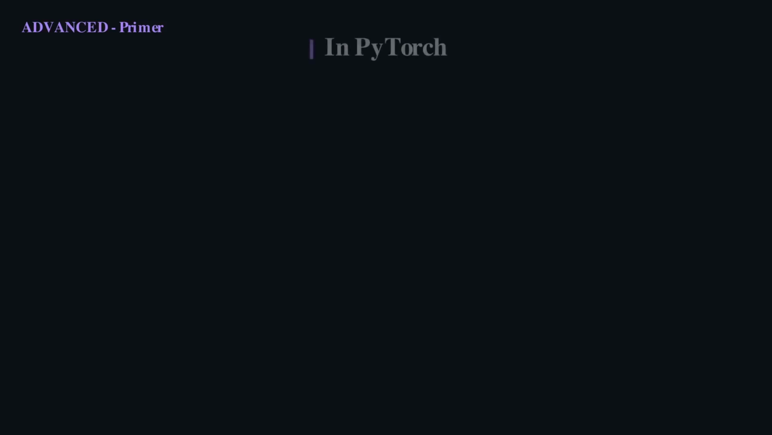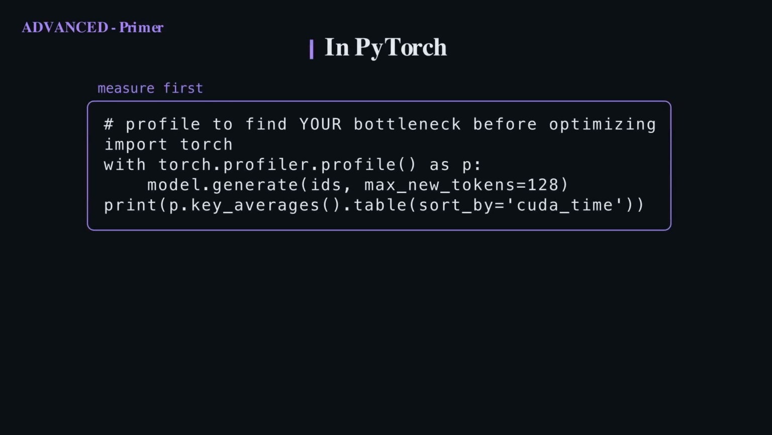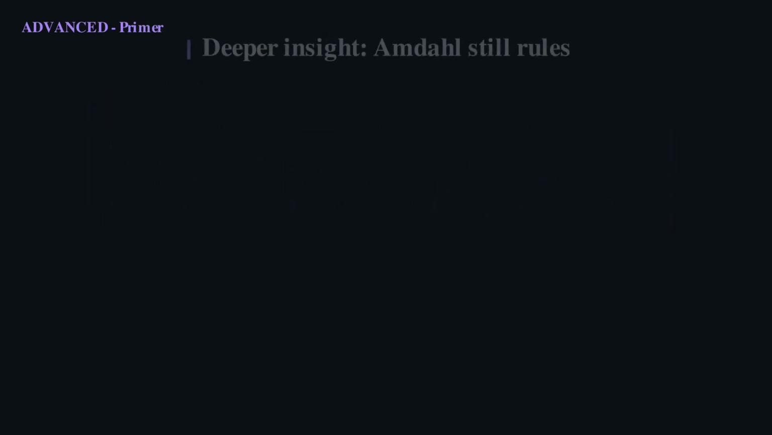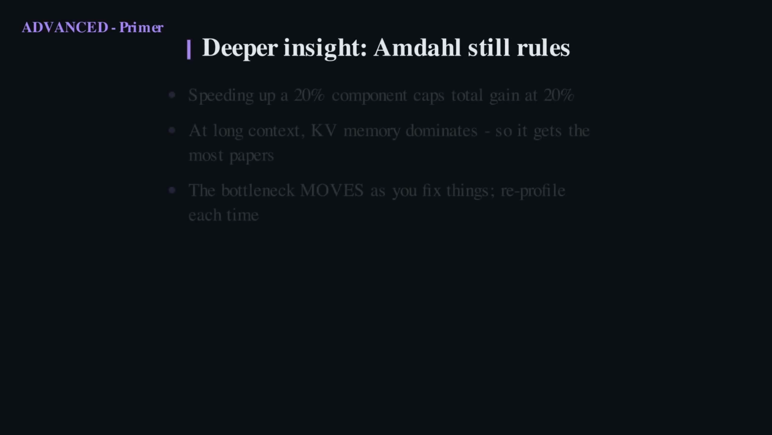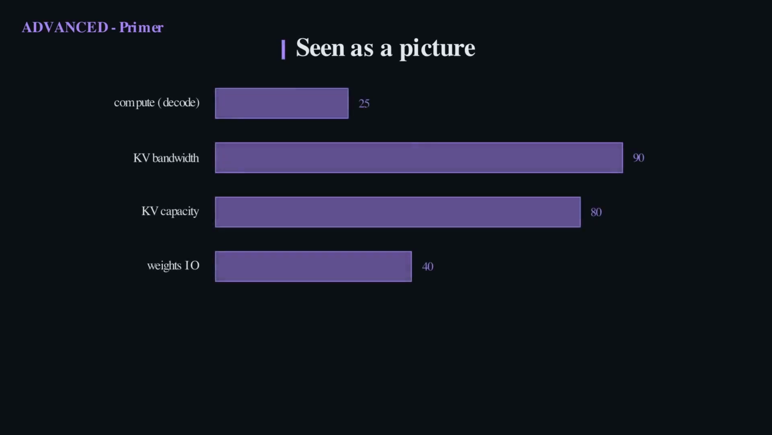The professional move is to profile first. The torch profiler tells you whether you're compute-bound or memory-bound before you change anything. Optimize the bottleneck you measured, not the one you assumed. Amdahl's law is the quiet boss here. Optimizing a small slice yields a small win, and the bottleneck shifts as you fix it. That's why long context KV memory attracts so much research right now. At long context decode, KV bandwidth and capacity tower over raw compute. That imbalance is the entire shape of this tier.